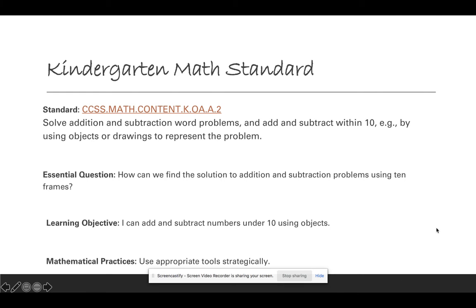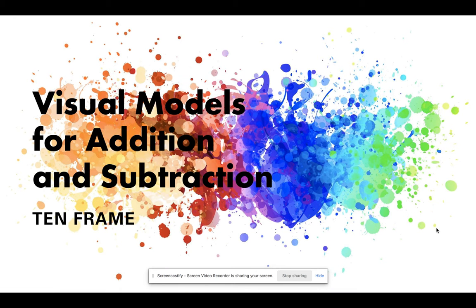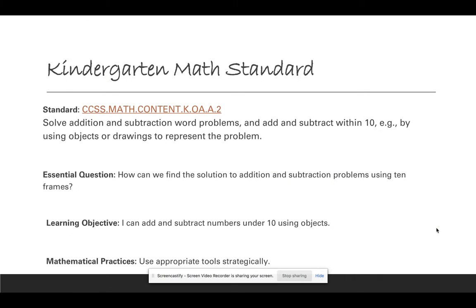For this assignment, I am demonstrating how students can use visual models for addition and subtraction by using a 10 frame. So I chose the kindergarten math standard that falls under operations and algebraic thinking. It is called K.OA.A.2, and it says solve addition and subtraction word problems and add and subtract within 10, for example, by using objects or drawings to represent the problem.